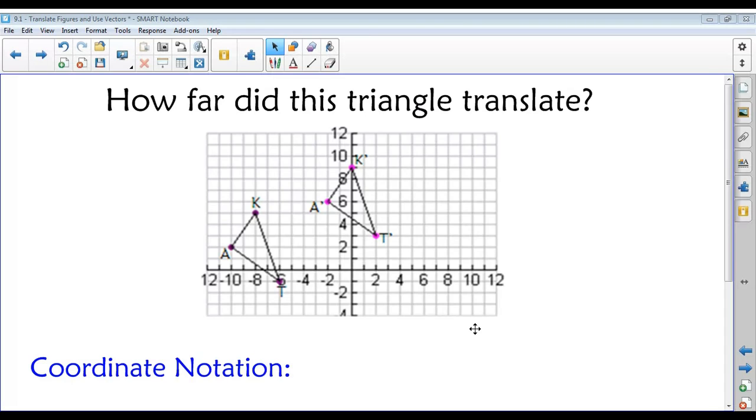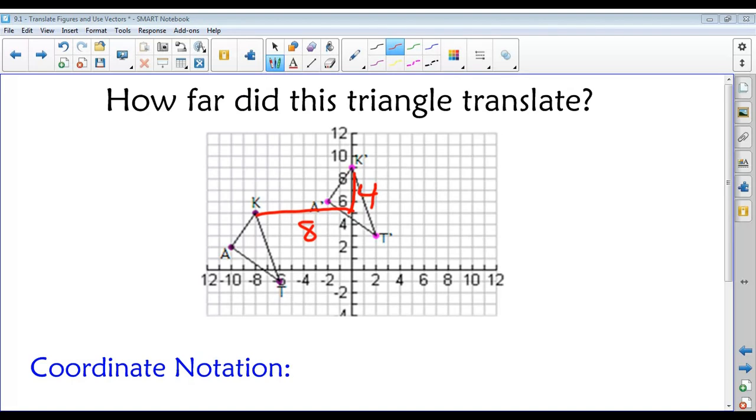So I'm going to look at an example. First, we have a triangle KAT, and that is the pre-image. The image is triangle K prime, A prime, T prime. So we're going to try to see how far it translated. What I do is I pick one point out, let's say K, and I look at what it took to get from K to K prime. Well, I went to the right 8, and then I went up 4.